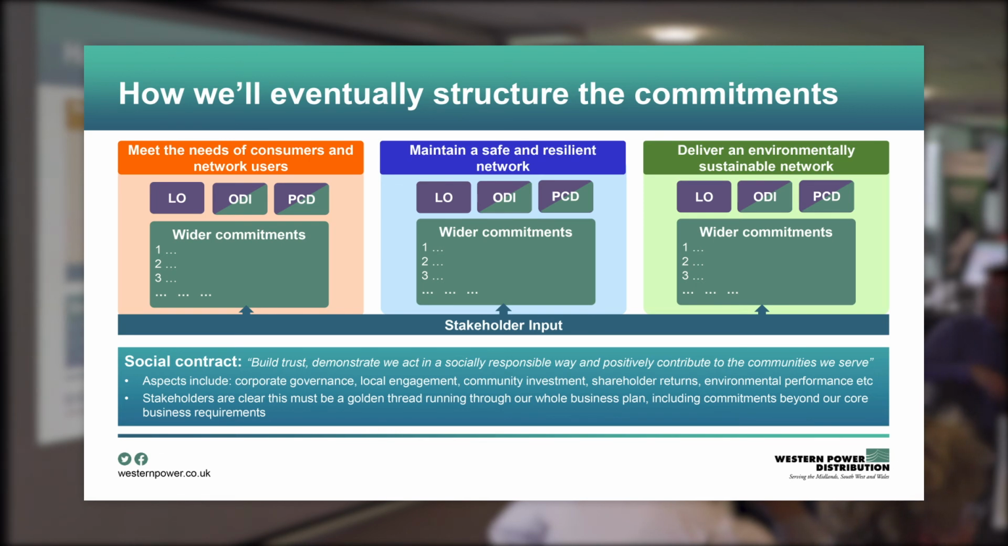But underpinning all of that is something that we've talked about, and we talked about last year when we came around, is something called the social contract. It'll describe the way we go about our business, so looking at our corporate governance, how we engage with people, what our environmental performance is, and those kind of things. So that's the kind of framework that we're hoping to end up with. So that just gives you a flavour of where this will go.